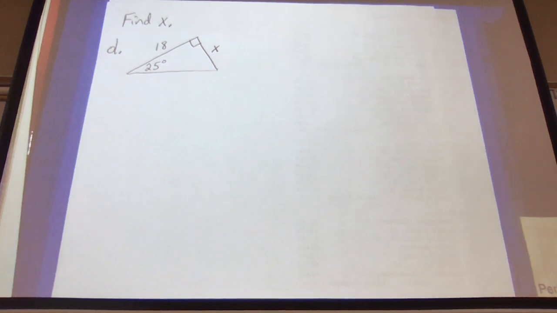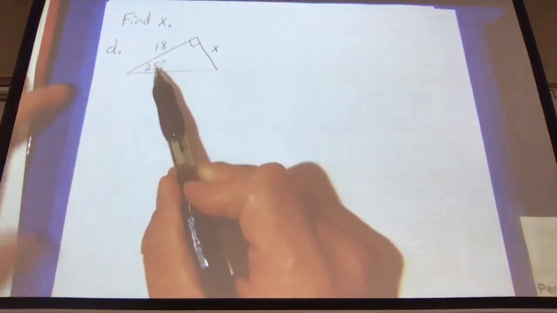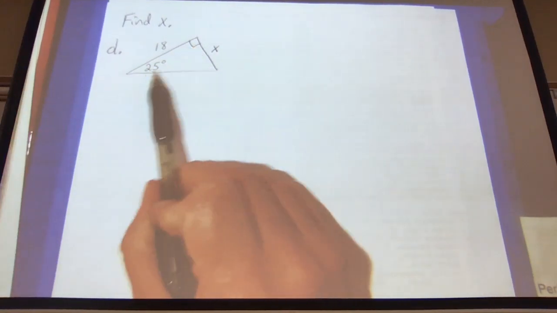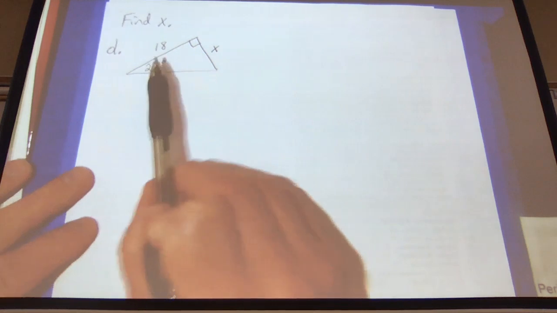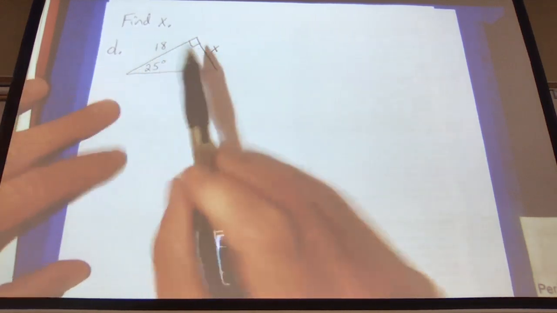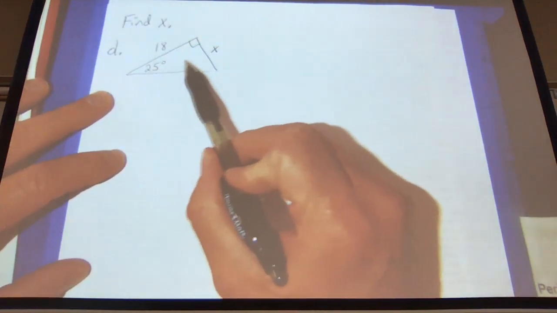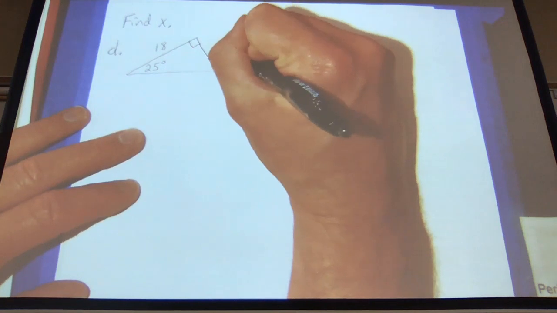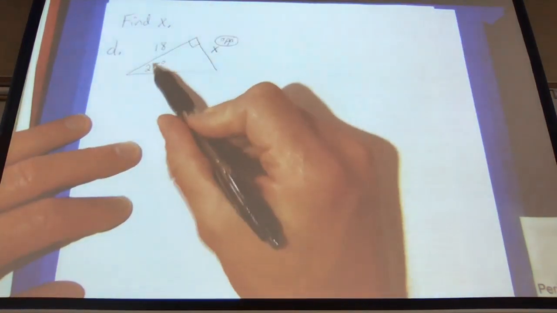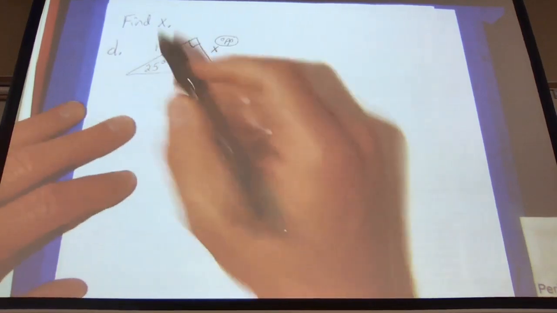And what I'm going to do next is kind of going to remind you of when we did 30, 60, 90 triangles. What I'm going to do is identify the parts they give us. When you do sine, cosine, or tangent, you're going to use one of the non-right angles. In this case, the only one we have is the 25. So I'm going to use this 25-degree angle, and I'm going to look at the two sides they give me. If I go across from this 25, I get the X. So this is the side that's opposite the 25. And the 18 would be adjacent to it.